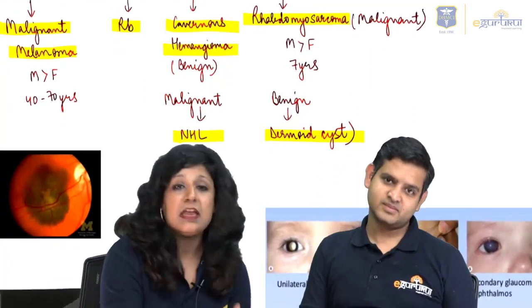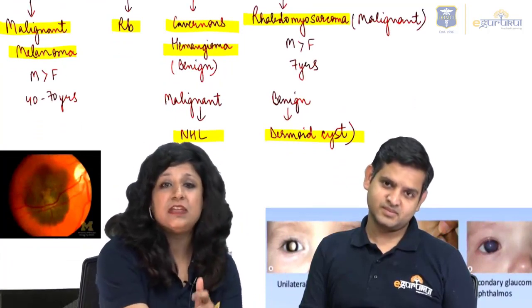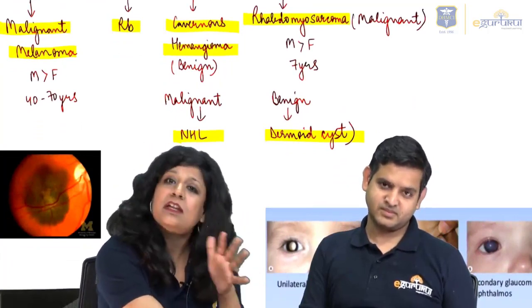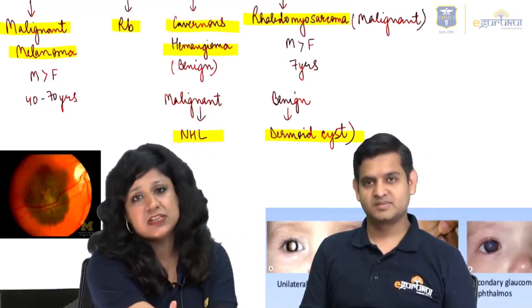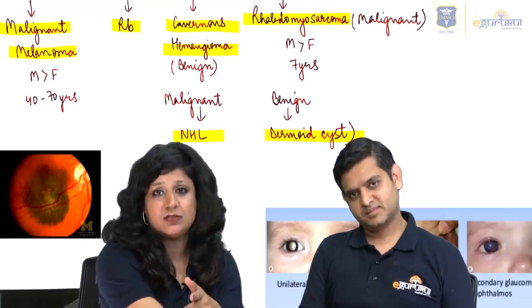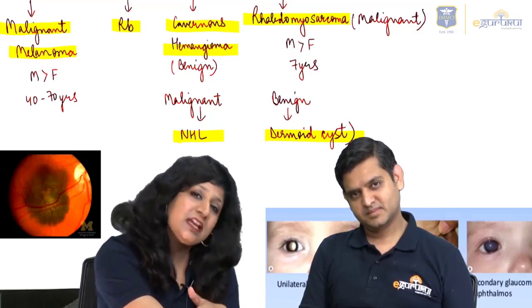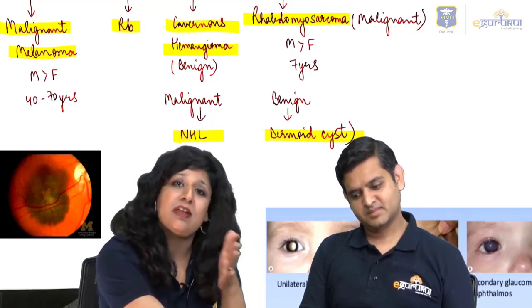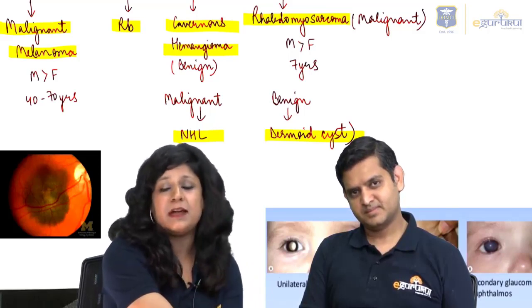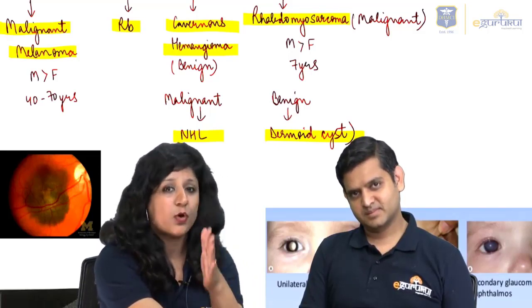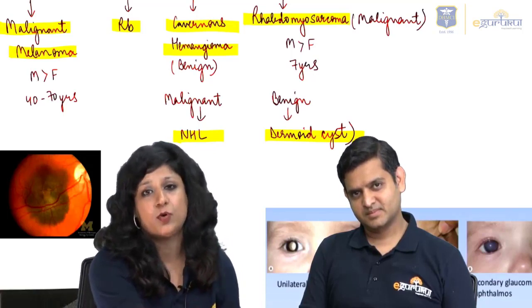Now, sometimes they will confuse you with benign and malignant. In adults, the most common is cavernous hemangioma, but if they ask about malignancy, it is non-Hodgkin's lymphoma. Overall, cavernous hemangioma. Similarly, in children the most common is rhabdomyosarcoma, but if they ask about benign, it is dermoid. Sometimes they say epidermoid cyst, so either of the 2, dermoid cyst or epidermoid cyst.